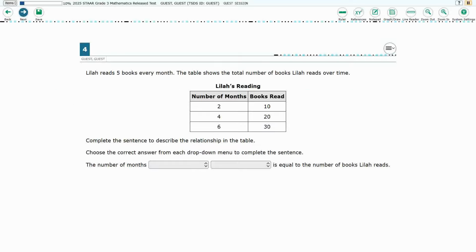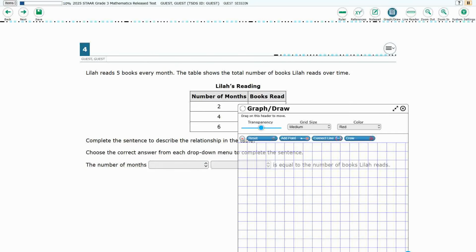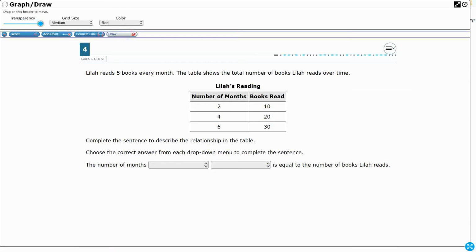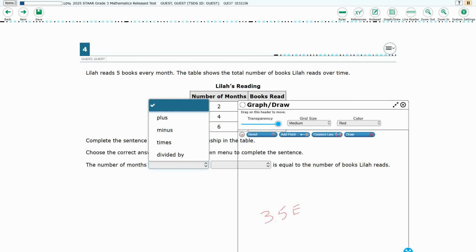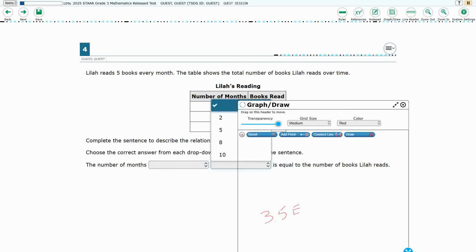And for number 4, we are looking at 3.5e, and that is the real world number pairs standard. Lila is reading 4 books every month. The table shows the number of books Lila reads. All right, so we need to find a number sentence. Well, let's find our rule, then we can find our number sentence. You see we've got some drop downs here. This is a 2-point problem: plus, minus, times, divided by, and then we've got numbers there.